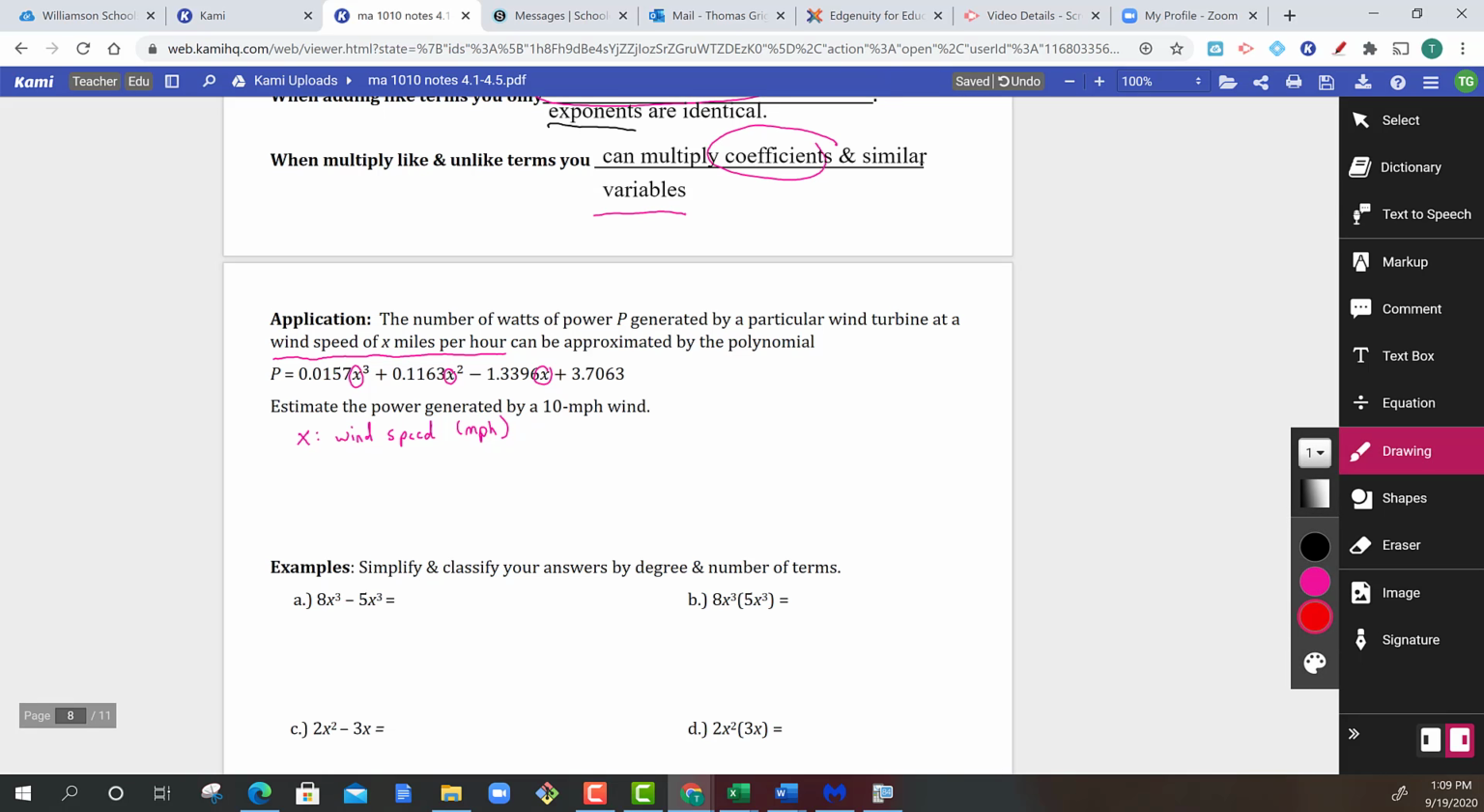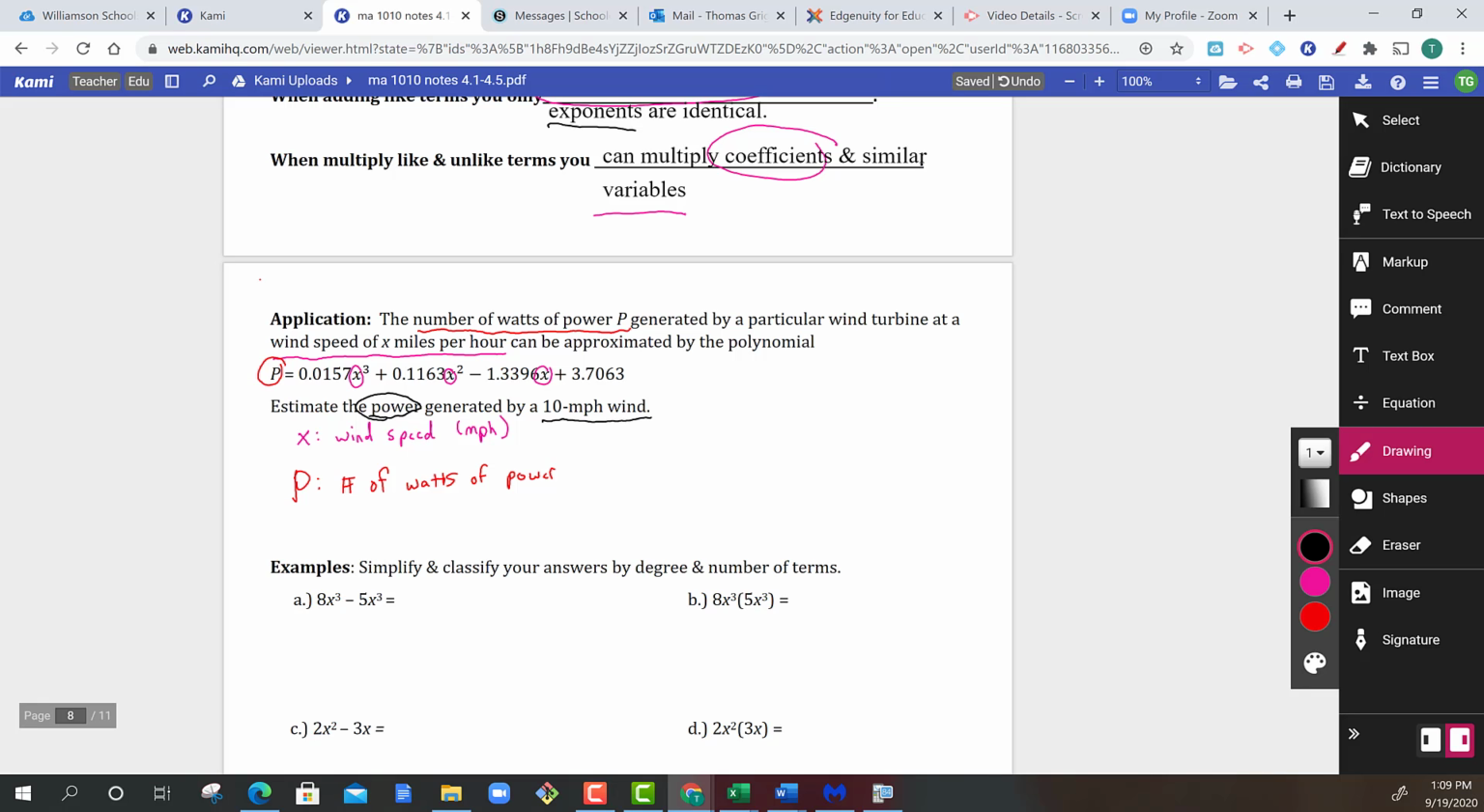And then the other variable in this problem is P. And they tell us right here the number of watts of power. So this problem wants us to estimate the power. So that means we're trying to solve for P generated by a 10 mile per hour wind.